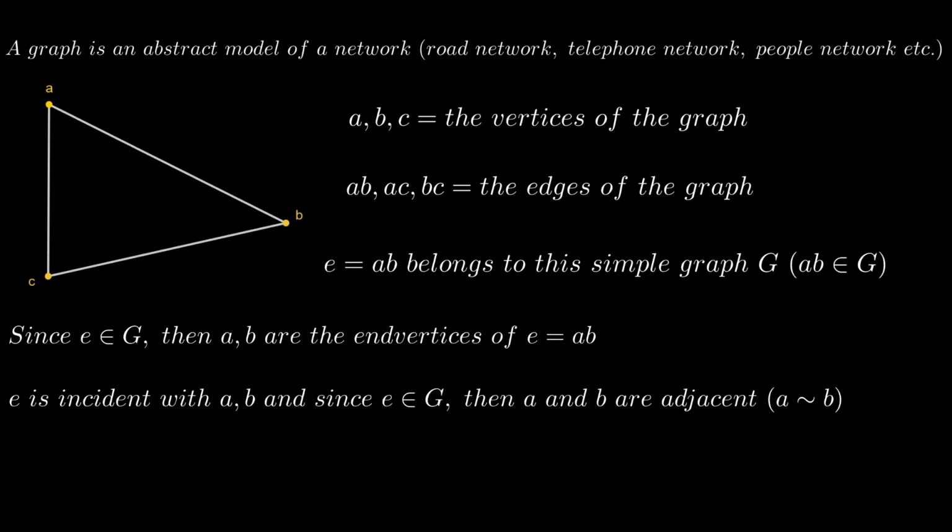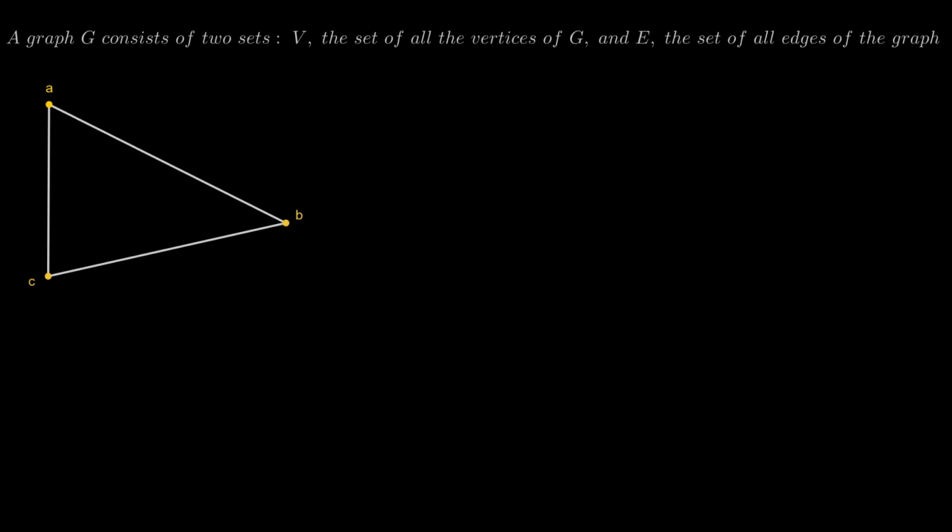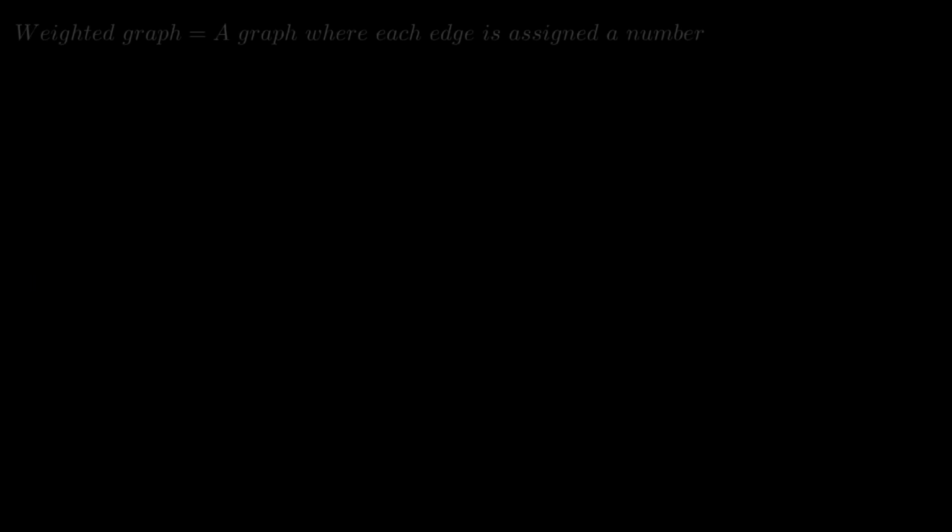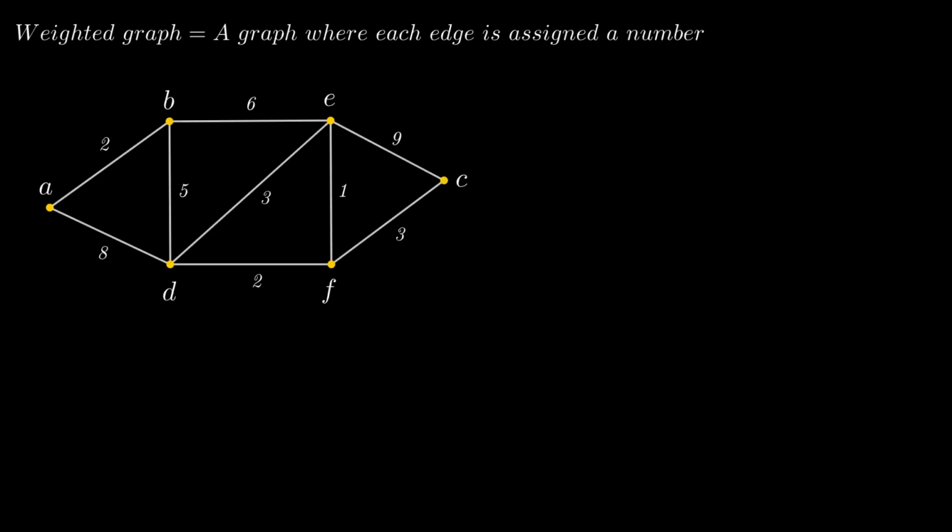Oh yes. So now we're ready to define mathematically what a graph is. A graph consists of 2 sets: V, the set of all vertices of the graph, and E, the set of all edges of the graph, which are unordered pairs from V. And you see here E is the subset of all unordered pairs U1, U2, such that U1 and U2 belong to V. So now let's define what a weighted graph is. A weighted graph is a graph where each edge of the graph is assigned a number, as you see in this example here.